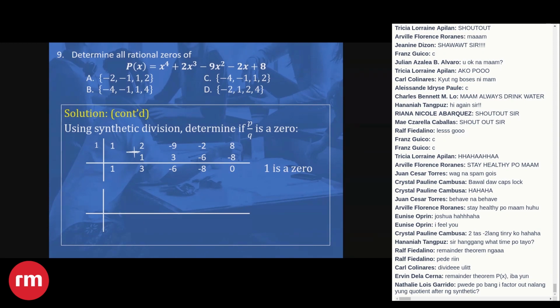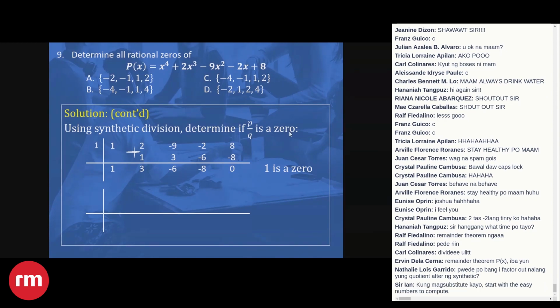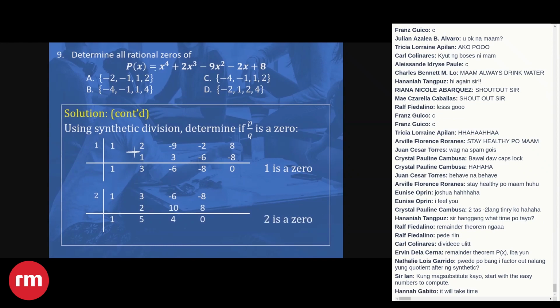So here, using synthetic division, we got that 1 is a 0 and 2 is also a 0. Pagdating dito class, take note that our polynomial is degree 4. So here, after the first synthetic division, the quotient is degree 3. After the second synthetic division, minus 1 ulit sa degree. This one is quadratic. Itong quotient dito ay quadratic na ang coefficients ay 1, 5, at 4.